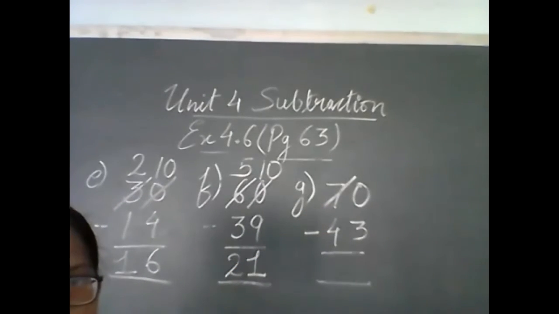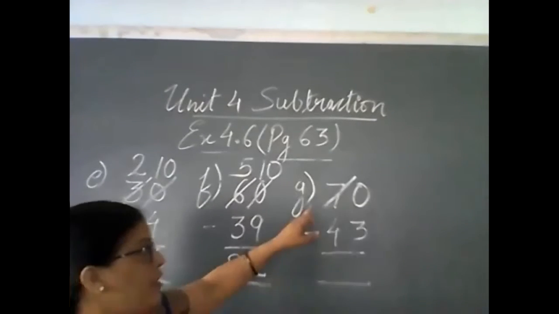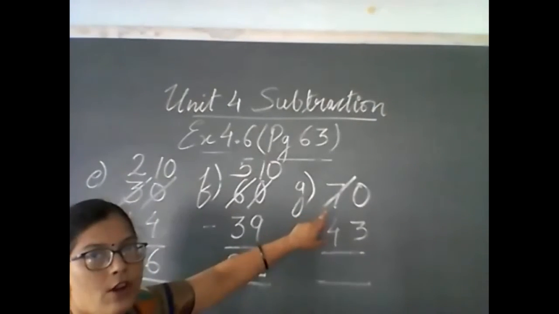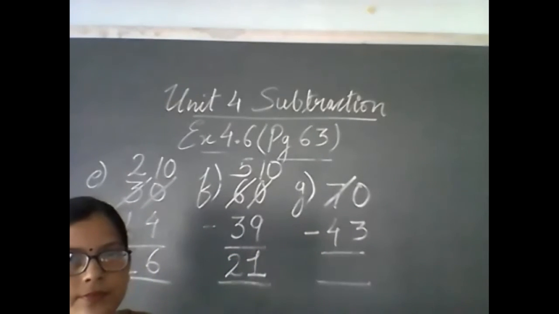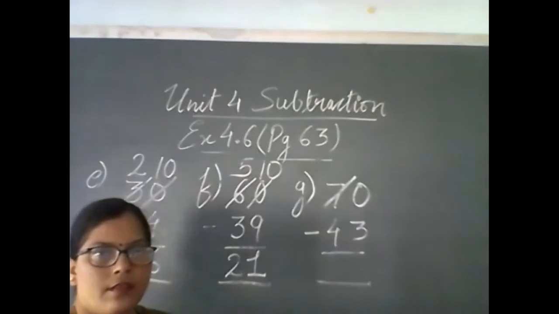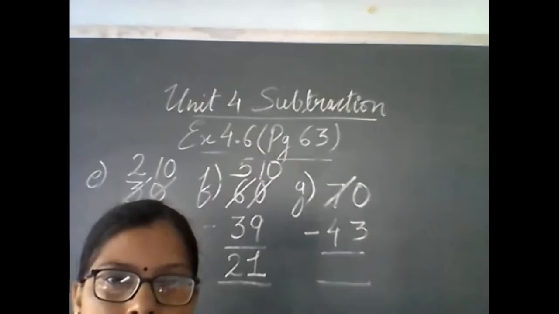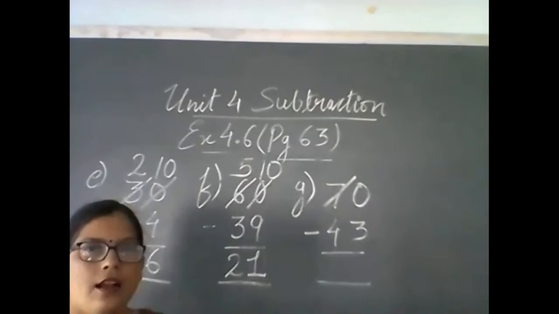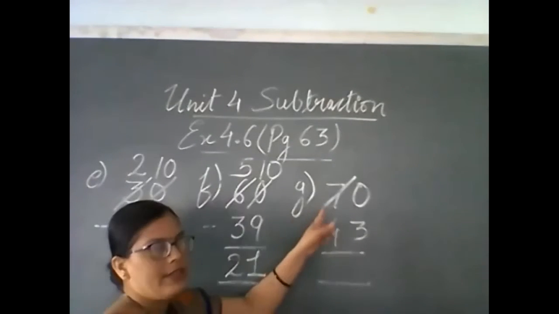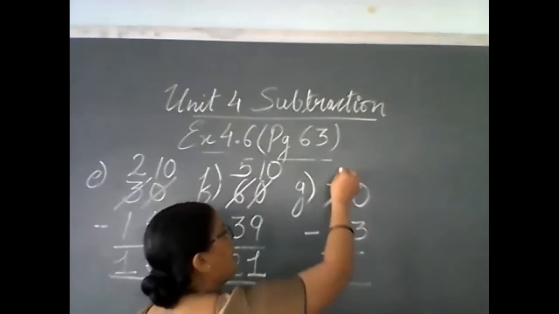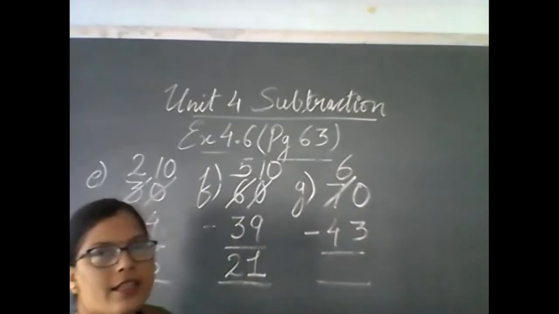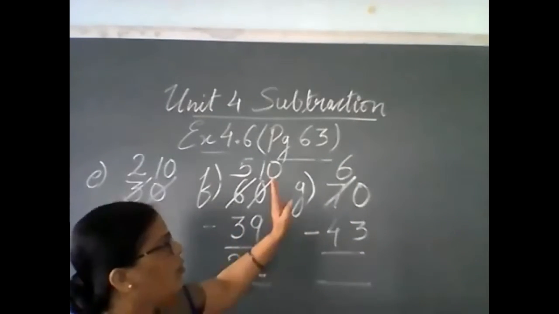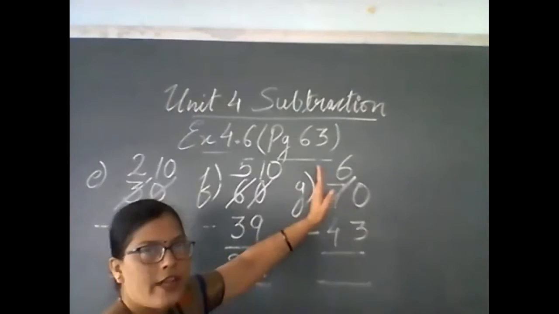Show me your fingers. 7 में से 1 ले लिया. When we take away 1 from 7, what is left? Anvesha, try out. 7 minus 1, what is left? Count on your fingers. So when we take away 1 from 7, what is left? 6. The answer is 6. Okay, good.